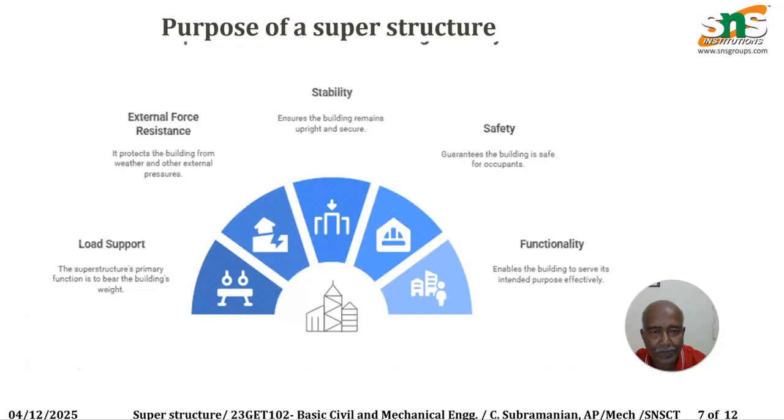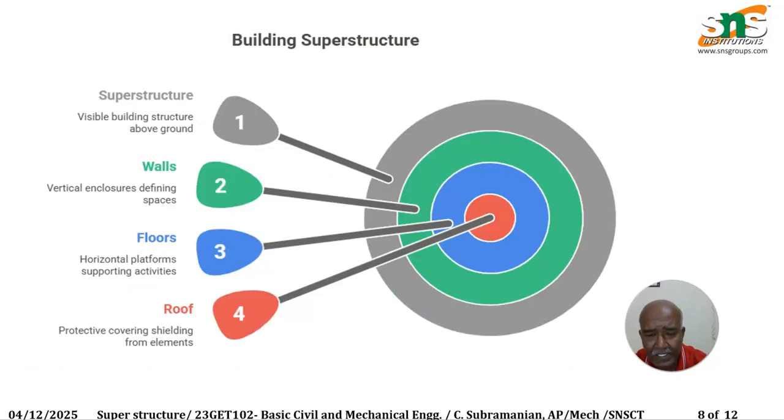Next, see about the purpose of superstructure. What is the purpose of it? It gives load support, resistance to external force, and also stability, safety, and functionality. These all must be carried by the superstructure itself. In this building structure, you can see the superstructure has to hold the visible building above the ground itself, and the walls are the vertical enclosures defining the spaces. Next come the floors. Floors are horizontal platforms or beams which support activities. Finally comes the roof, which protects as an overall covering, shielding from the elements itself.